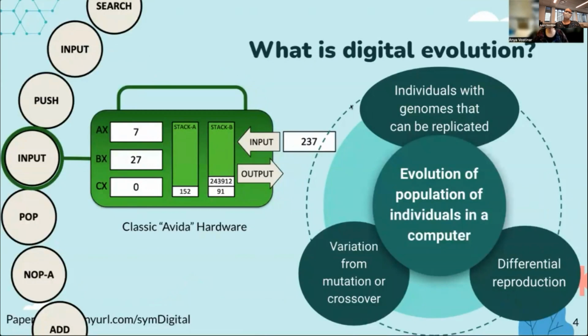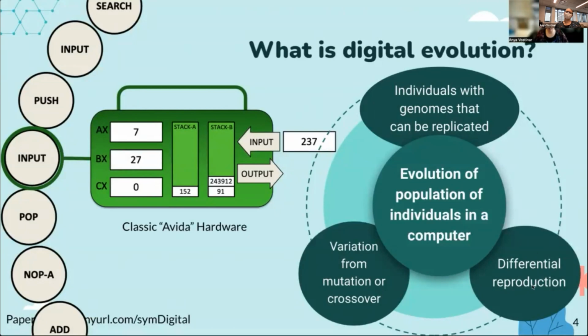So what do we mean by digital evolution? If you've heard of Avida, that is one of the classic digital evolution systems that we're talking about. But it's generally this idea of an evolution of a population of individuals in a computer. So these are computer agents that have various traits. They have to have a genome of some kind, and that genome has to be able to be replicated. So either they can copy it themselves or it can be copied for them, kind of abstracted. But there needs to be some sort of replication with inheritance. And then there needs to be some sort of variation. So either a mutation during replication or crossover or some way for there to be variation in that population.